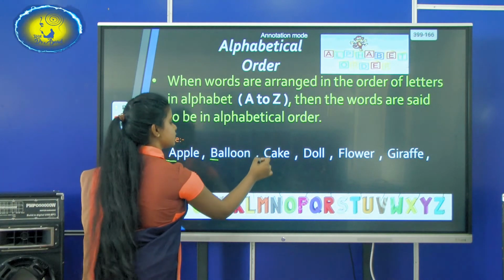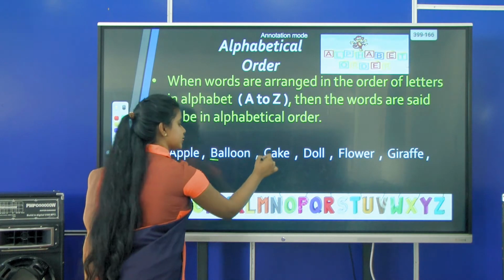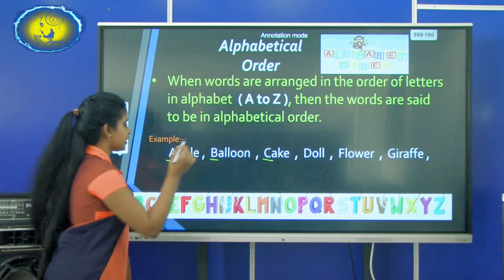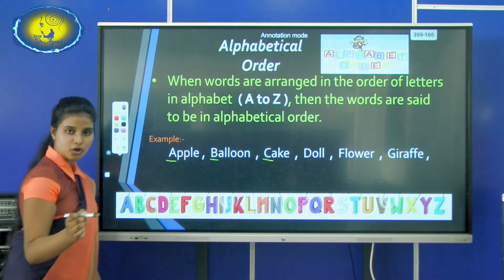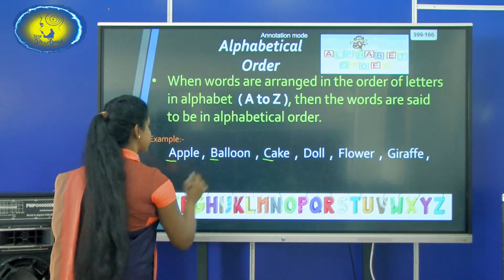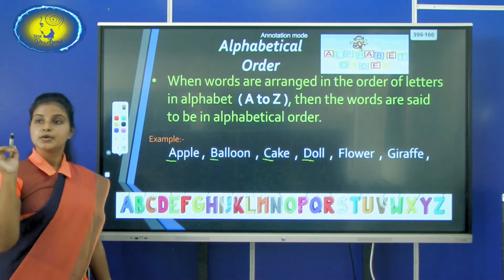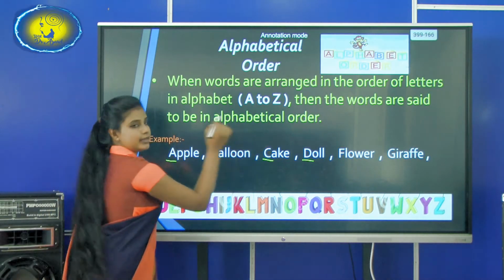Okay children, this is the third letter. So what is the first letter of our third word? It is also C. So it is correct now, children. Is it wrong? It is correct because it is in the correct order. C is there. D. Here D is there. Doll is a word which begins with the letter D.